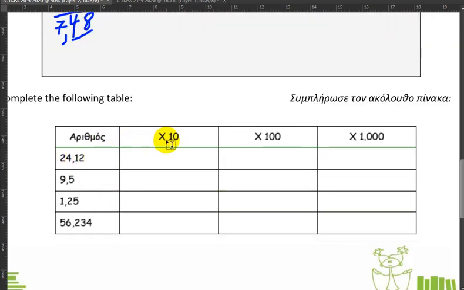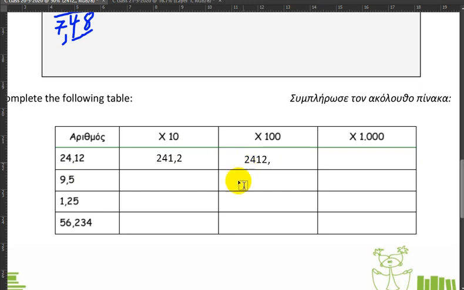Εδώ πρέπει να πολλαπλασιάσω με 10, 100 και 1000 τον κάθε έναν από τους αριθμούς. Οπότε, να ξεκινήσουμε. Εδώ, όταν πολλαπλασιάσω τον αριθμό με 10, θα πάει μία θέση δεξιά το κόμμα, άρα θα περάσει το 1. Και θα γίνει 241,2. Όταν τον πολλαπλασιάσουμε με 100, θα πάει 2 θέσεις δεξιά το κόμμα. Περνάει λοιπόν το 1, περνάει το 2. Και γίνεται... Γράφω απλά τους αριθμούς με το κόμμα στην καινούργια του θέση.